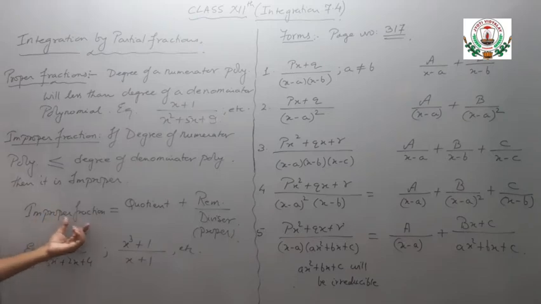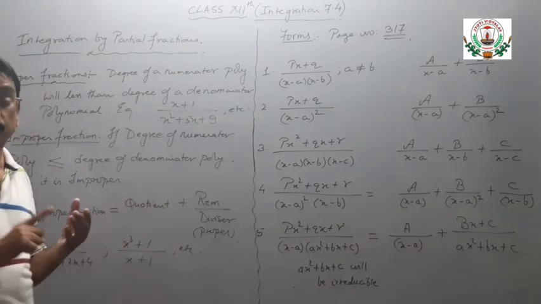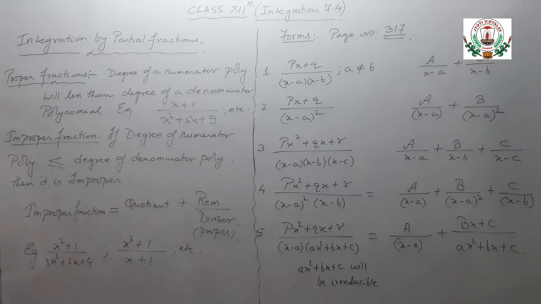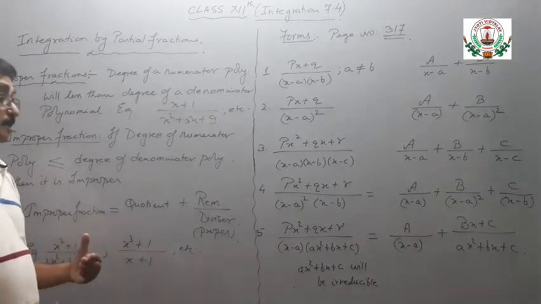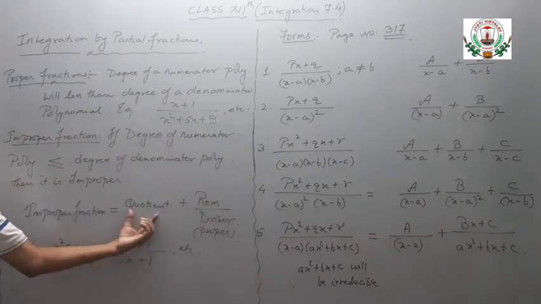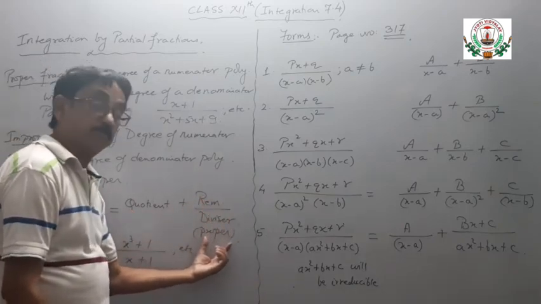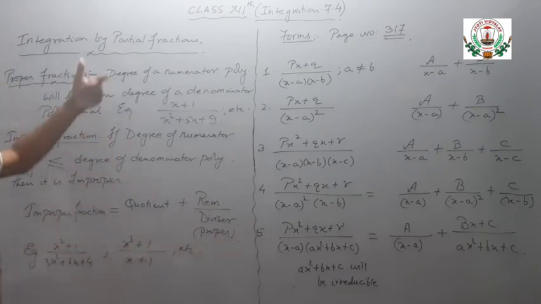An improper fraction can be handled as in class 9, where we studied the division of polynomials. In the same way, you have to divide the numerator polynomial by the denominator polynomial, and both the dividend and divisor must be in standard form. After division you can write quotient plus remainder upon divisor. The quotient term will be integrated separately, and the remainder upon divisor, which becomes a proper fraction, will be integrated as we integrate a proper fraction.